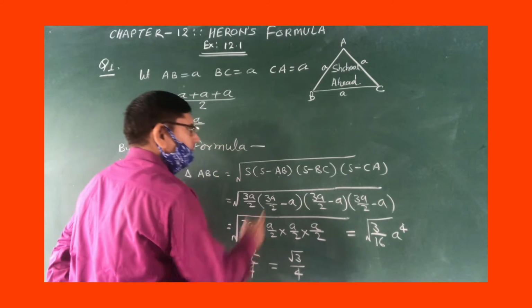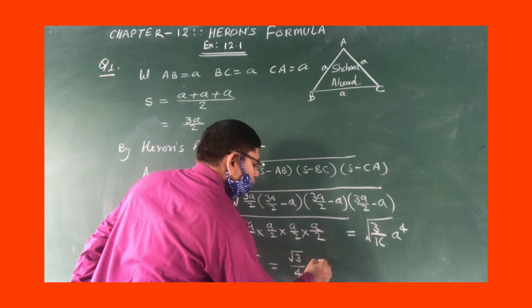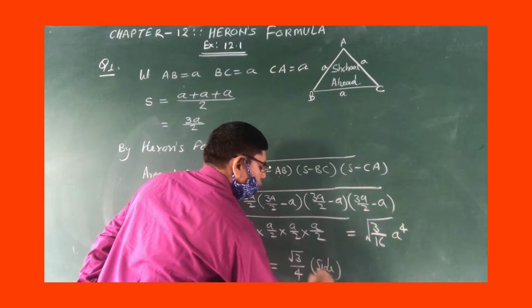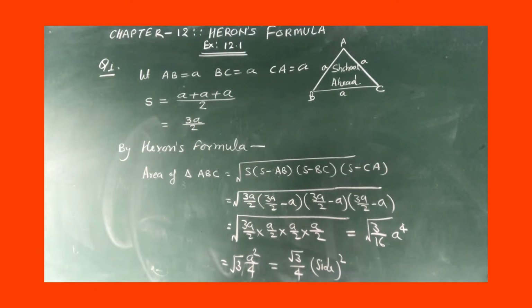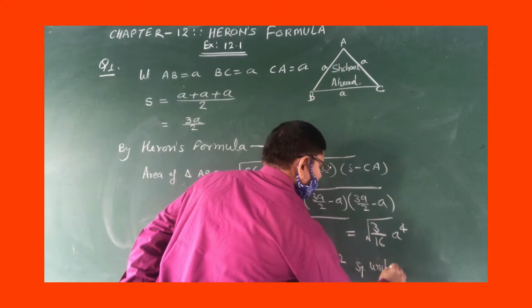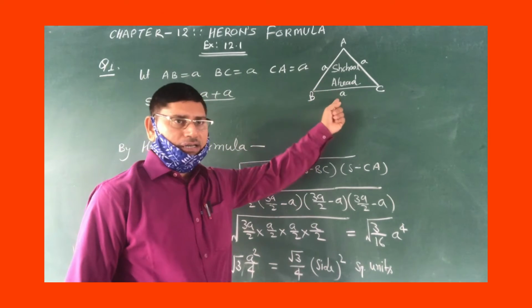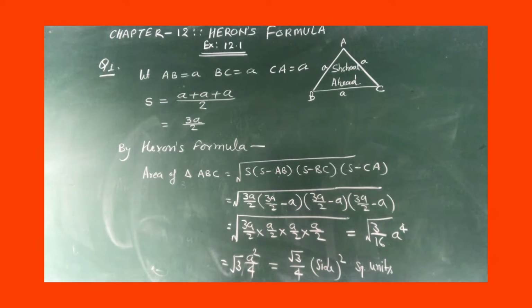And A, this is the side of this particular triangle. So you can write side square. And since this is the area, you will write the unit of area as square units, because the measurement is not given in units. So you will write the area of this particular board is under root 3 by 4 side square square units.